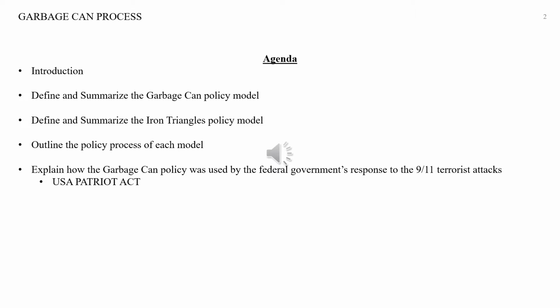I will go through a quick introduction of myself and the class, followed by defining and summarizing both the garbage can and the iron triangle policy models. I will then outline the policy process for each model and then explain how the garbage can policy was used in the federal government's response to the 9/11 terrorist attacks through the USA Patriot Act.